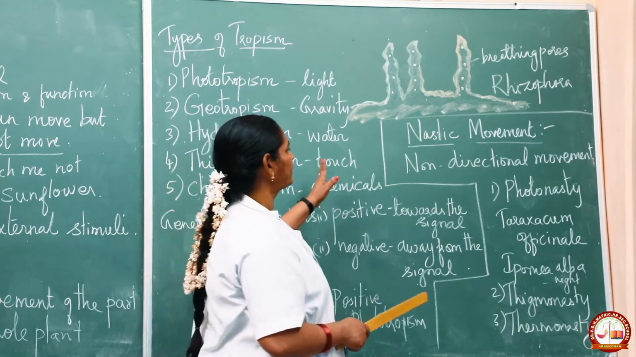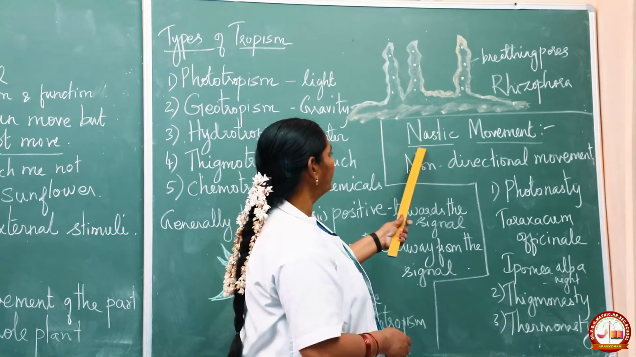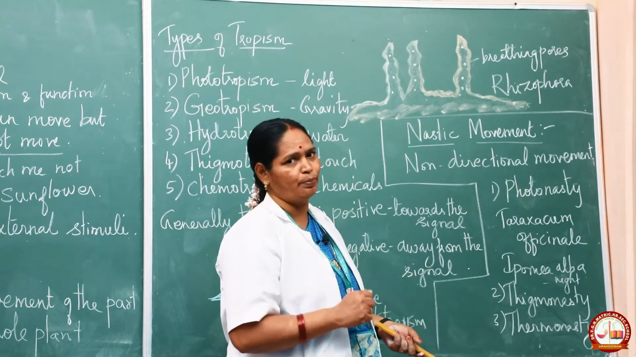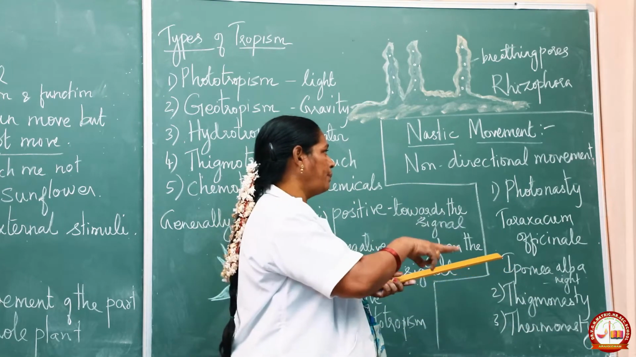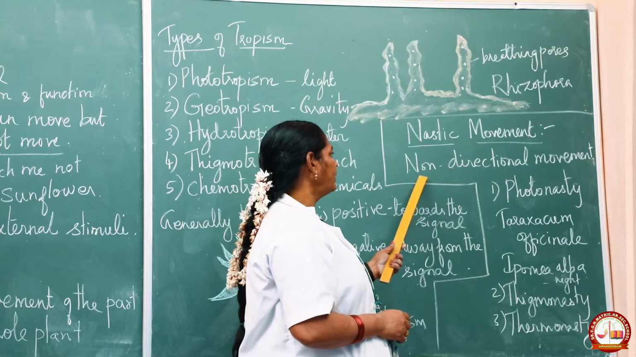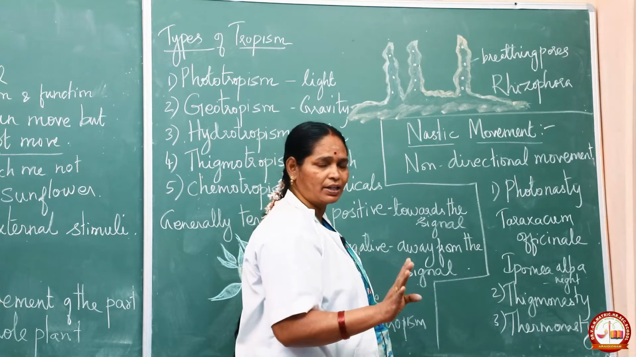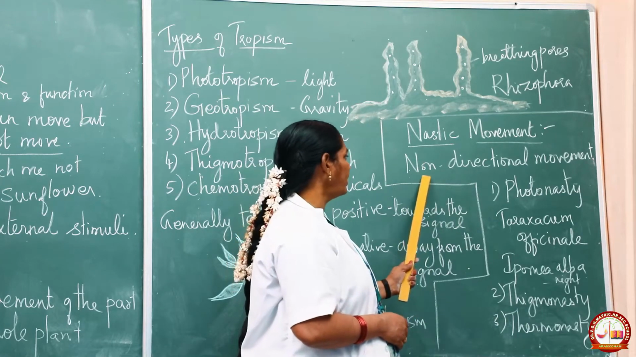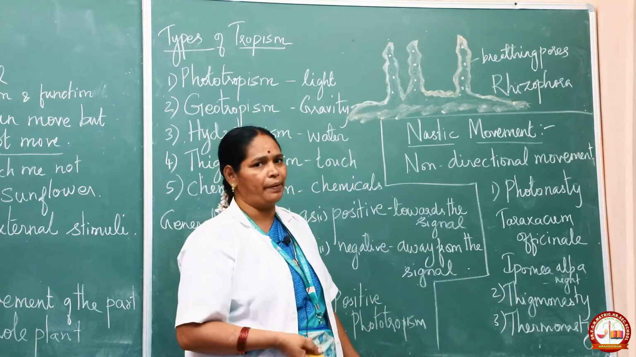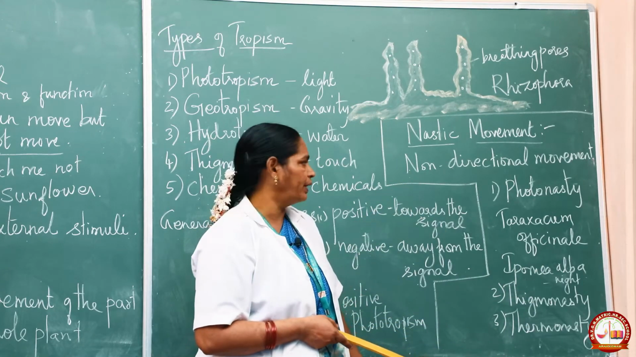Children, up to this we came to know about tropism, and next we have nastic movements. See, another type of movement seen in some plants only. What happens? It is a non-directional movement. It is not directed by the plant parts. Of course, the non-directional movement occurs in the plant parts or the whole plant. That type of movement is called nastic movement.